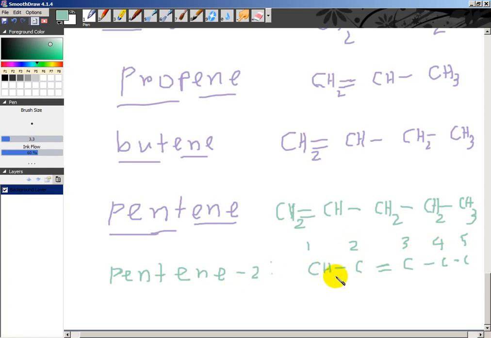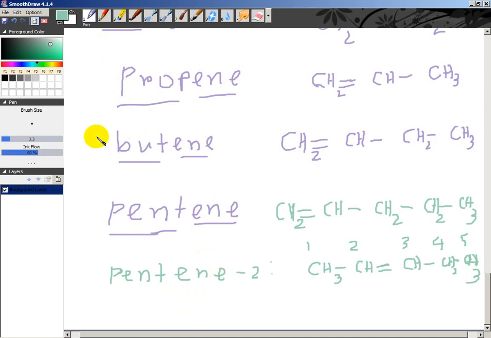It needs three hydrogens. This carbon needs one hydrogen. This carbon needs two hydrogens, and this carbon needs three hydrogens. Okay, this is CH3. Not possible here. Now I am writing it again, pentene-2.